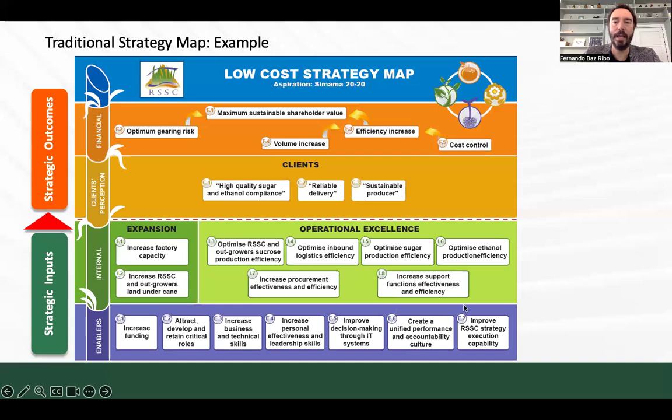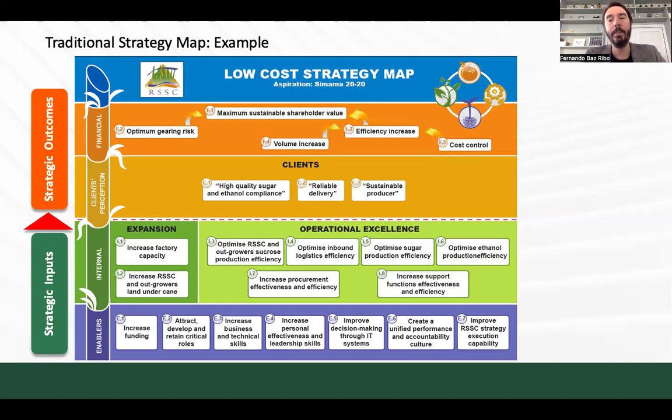So I've prepared here an example slide, which is the old strategy map of a client of mine. And basically what you need to understand from a traditional strategy map is that it is the summary of the whole strategy in one single page. And when I say summary, I mean all of the strategic objectives in one single page. So it's not the projects you're trying to do, it's what you need to achieve with your strategy.